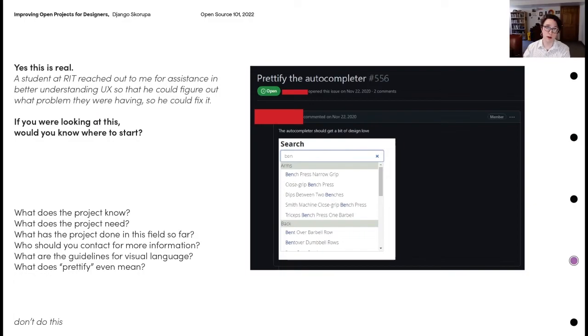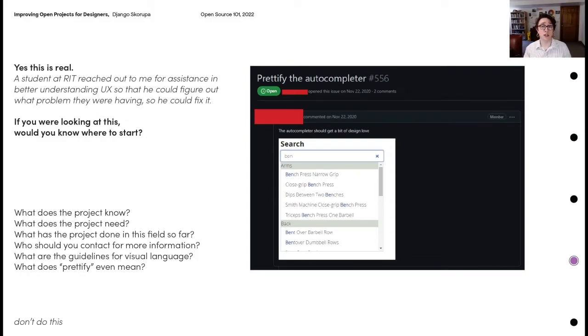So ask yourself when you're writing documentation, what does the project know? What does the project need? What has the project done in this field so far? Can you answer any of these questions for this current project? Who should I contact for more information? Well, probably the guy under the red square, but this is still an open project, and I don't really feel the need to throw this guy under the bus. If you're watching, the rest of your project is really great, so please don't come after me.